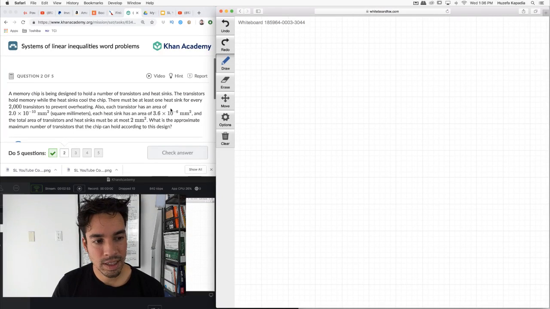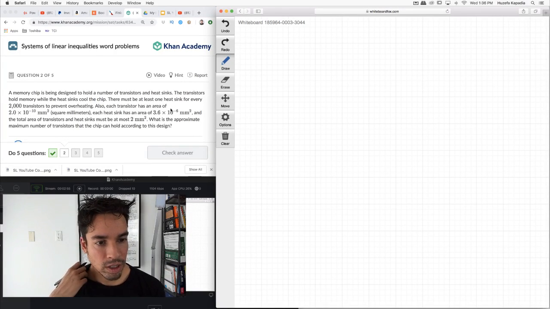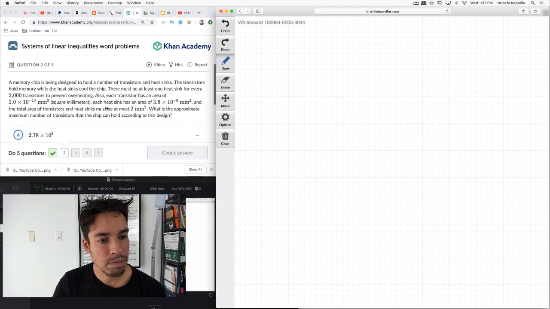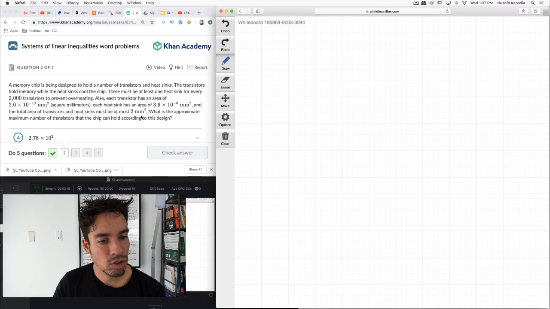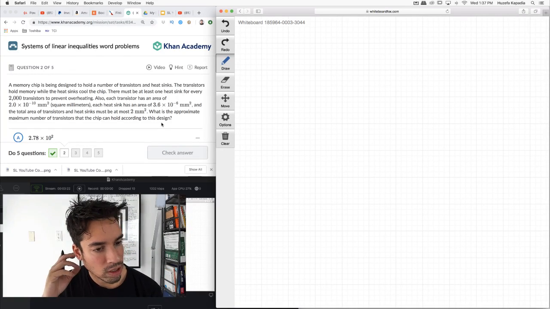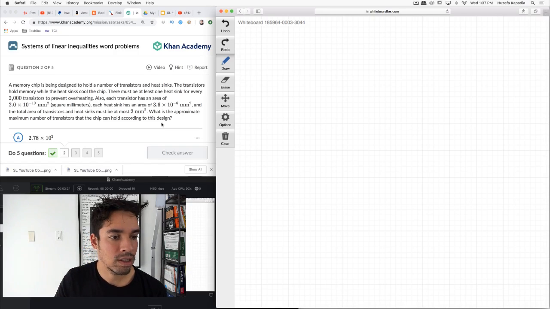Next, a memory chip is being designed to hold a number of transistors and heat sinks. Transistors hold memory while the heat sinks cool the chip. There must be at least one heat sink for every 2,000 transistors to prevent overheating. Also, each transistor has an area of this, each heat sink has an area of that, and the total area of the transistors and heat sinks must be at most 2 millimeters squared. What is the approximate maximum number of transistors that the chip can hold according to this design?